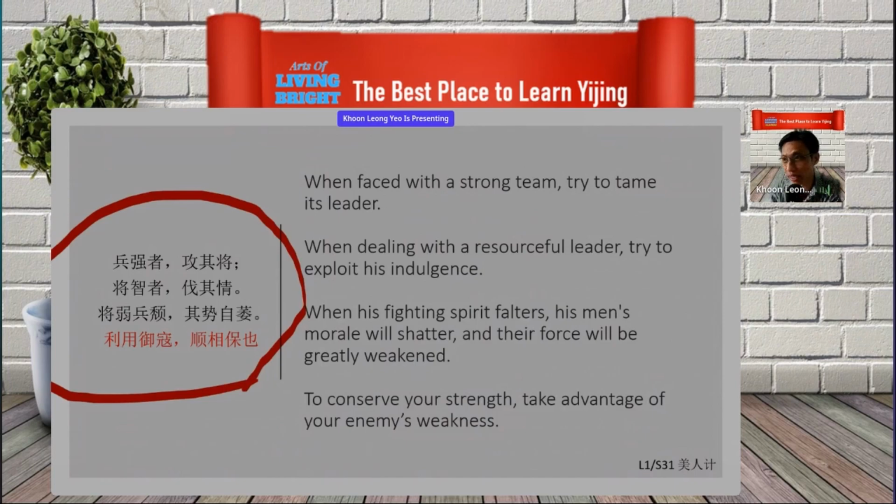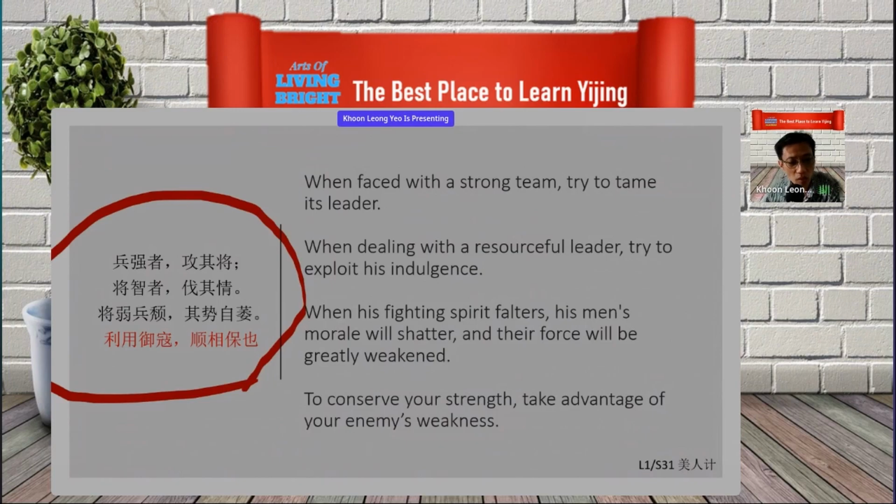So let's look at this 美人计. It says here, 兵强者攻其将. 兵强者攻其将 means if the army looks strong, then we should attack the general. I mean, attack the king, the general, the number one man. 将智者伐其情. That means if the king or the general is smart, then we should attack the emotion. 伐其情, 情 means emotion.